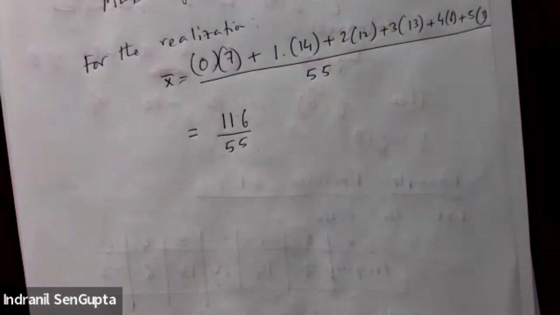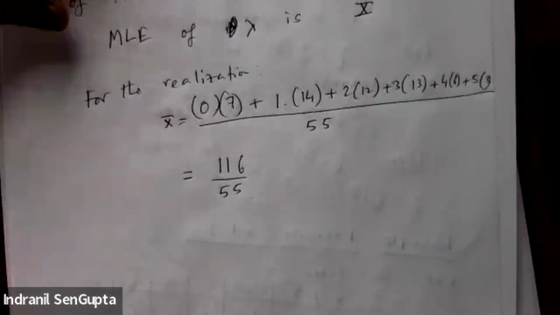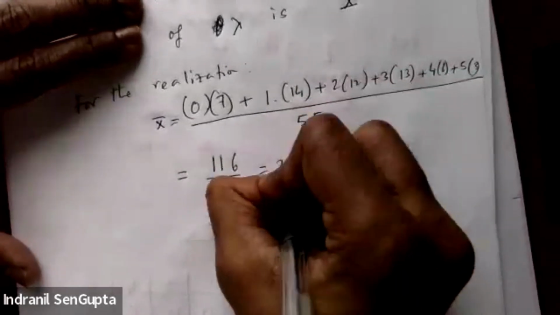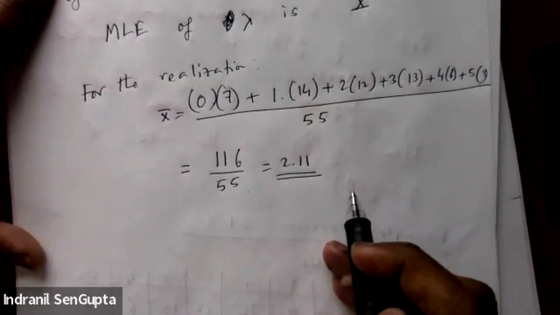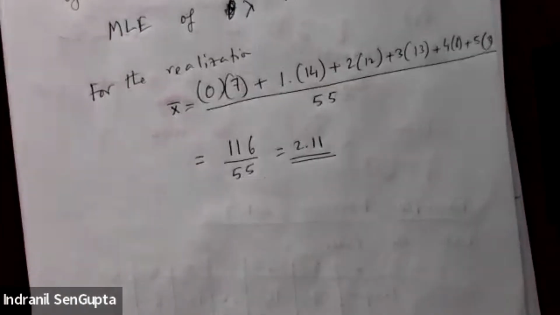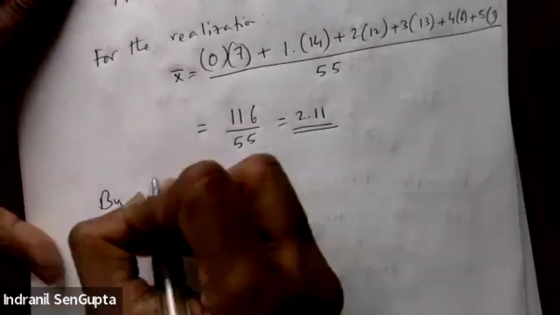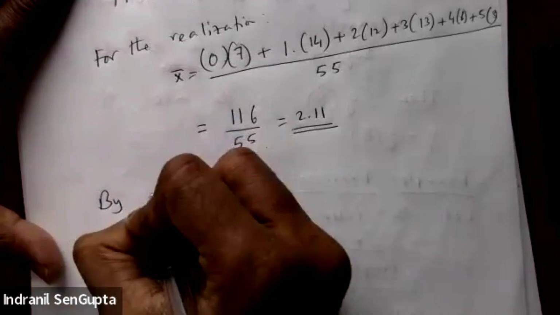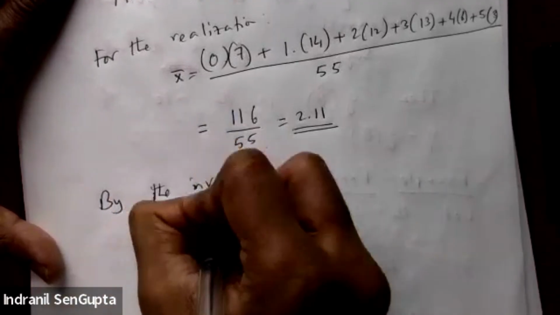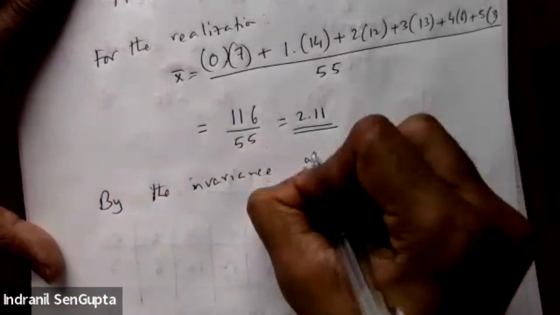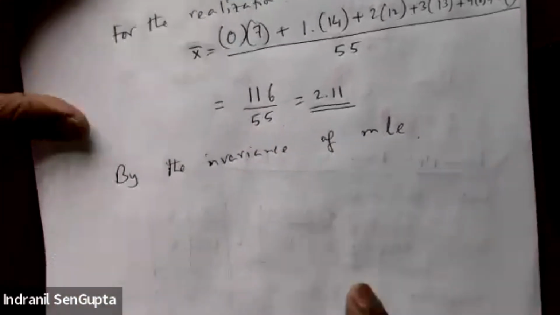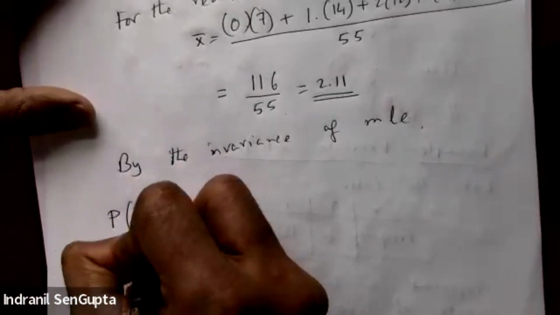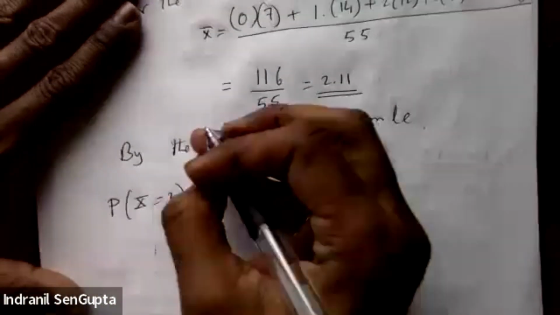Okay. So that means x bar equals 2.11. So that's the realization x bar. Now, by the invariance of MLE, I'll write that later, but let's see what is the probability of x equals 2 in the regular case.